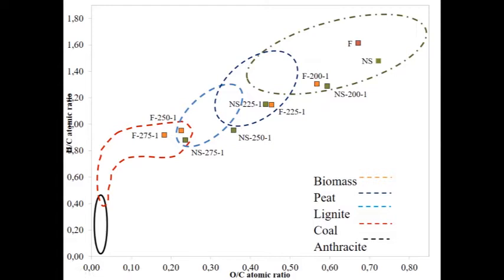Narlısaray 225 and Futura 225 hydrochars came up to the peat region. And Narlısaray 250 and 1 hour is close to the lignite region. The hydrochars produced at temperatures of 275 and Futura 250 and 1 hour were in the coal position, as you can see here.